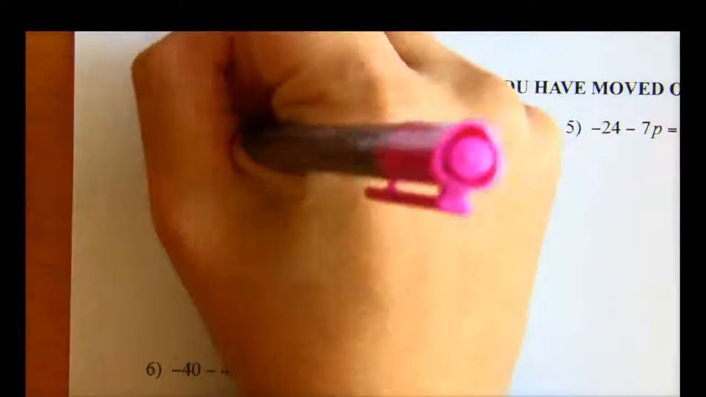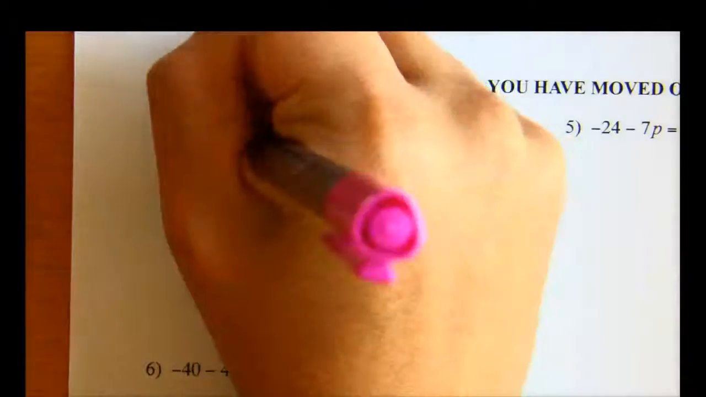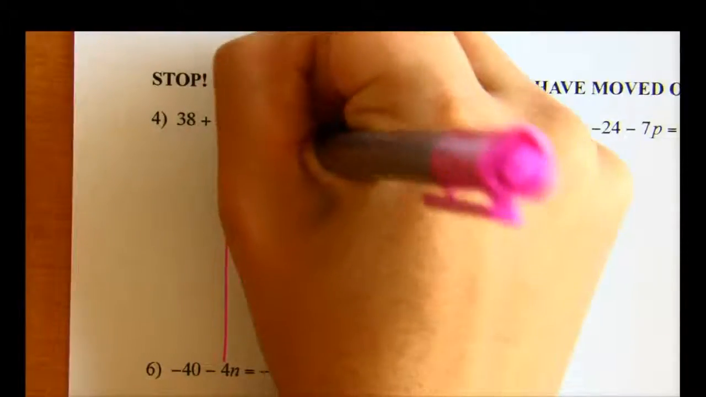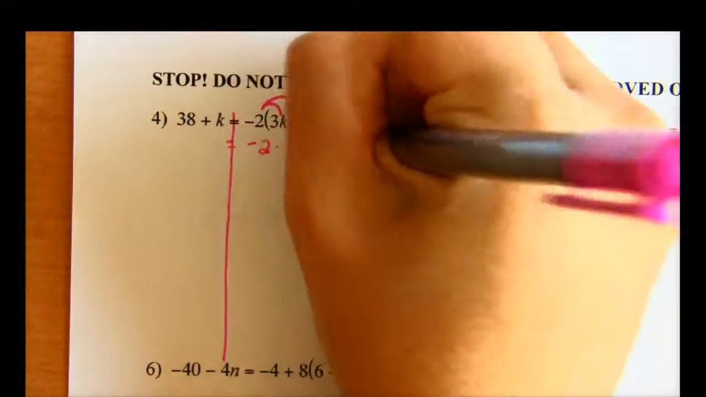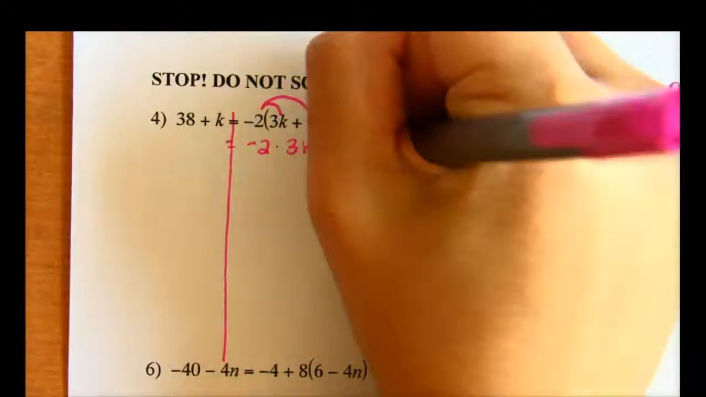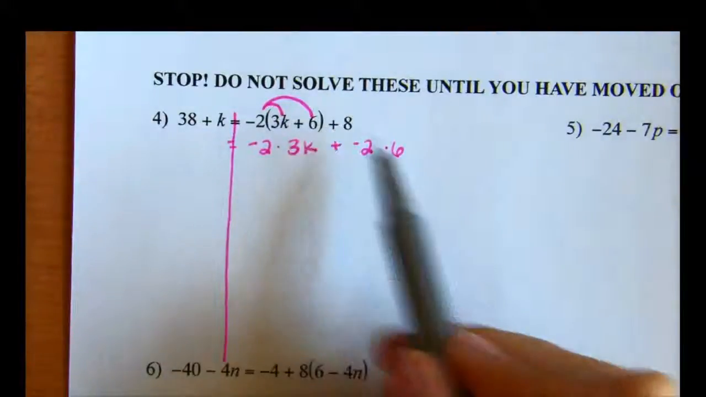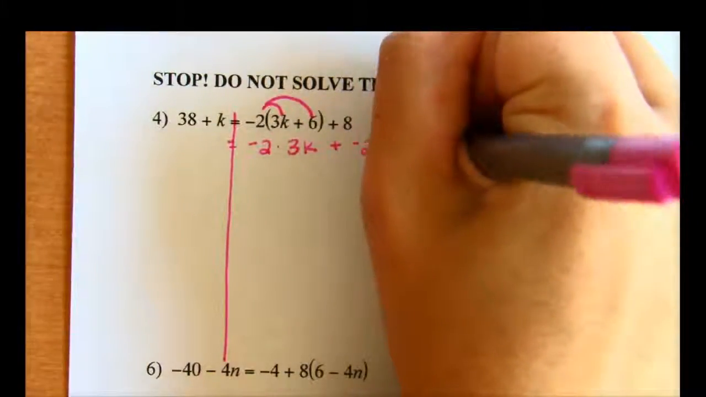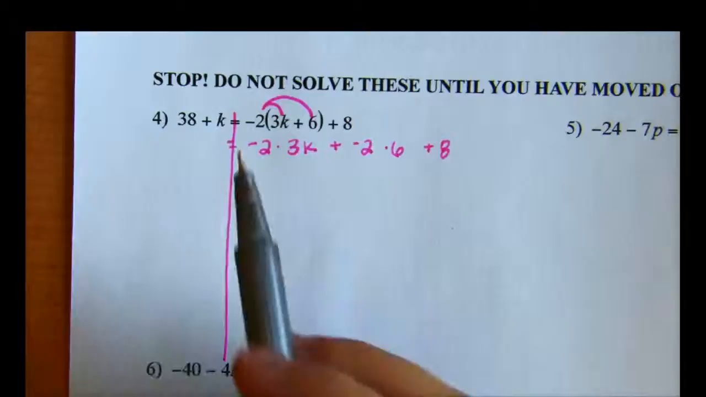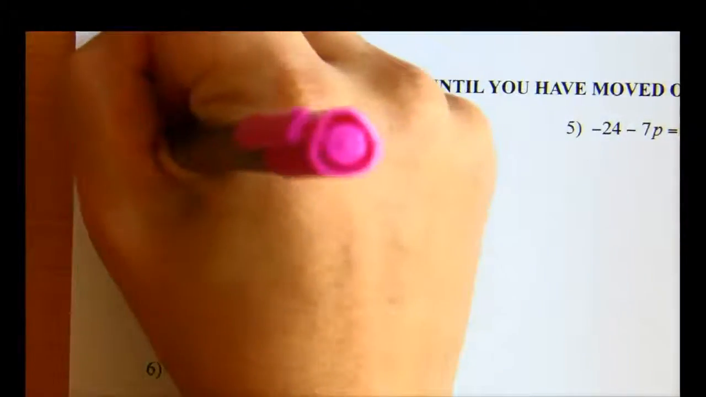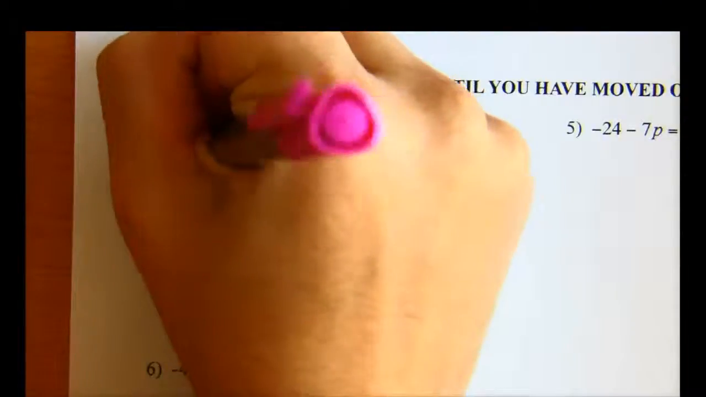So when I do that, I'm going to have negative 2 times the first term, 3k, plus negative 2 times the second term, 6. And this plus 8 is just going to come right down below, plus 8. Because there was nothing to do on this side, I'm just going to bring it down, 38 plus k.